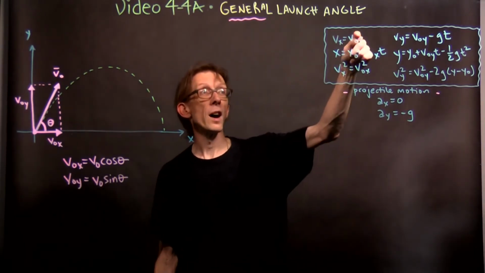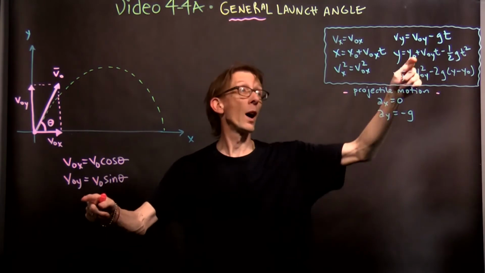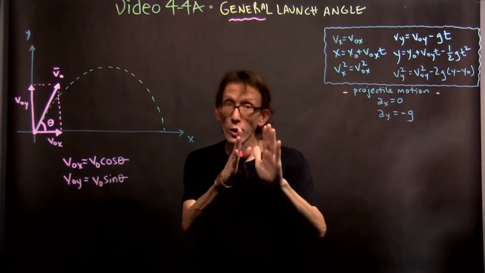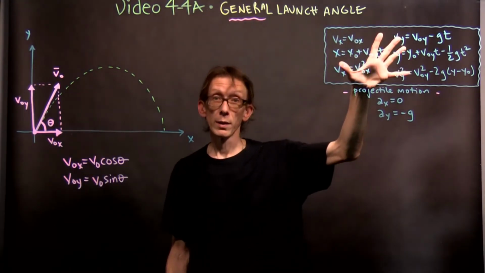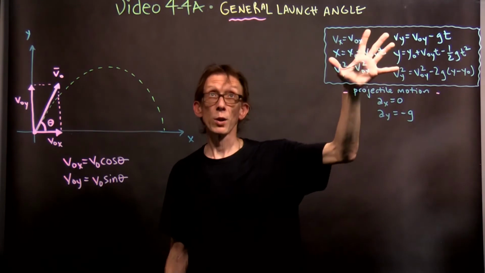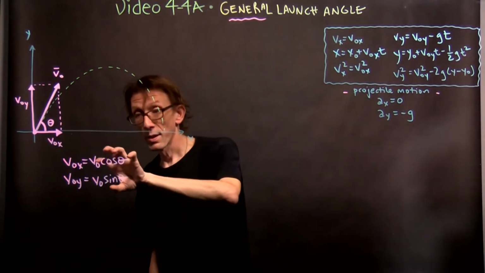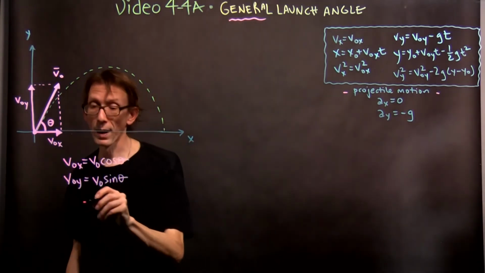Every time you see a v naught x here, we're going to put in v naught cosine theta. Everywhere you see a v naught y over here, we're going to put in v naught sine theta. Again, all we're doing here is rewriting our equations of motion for projectile motion in terms of a general launch angle theta. That's what we're doing. So we're going to make a substitution. We're also going to make another simplifying assumption.